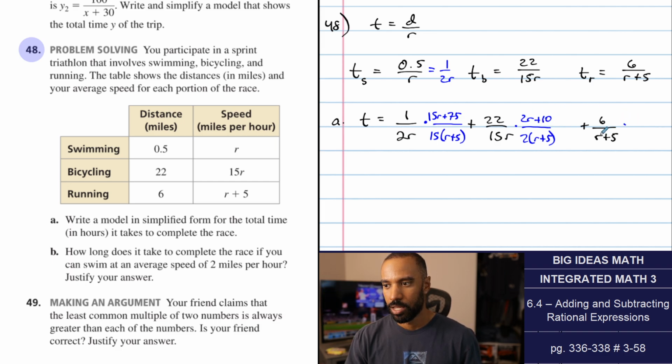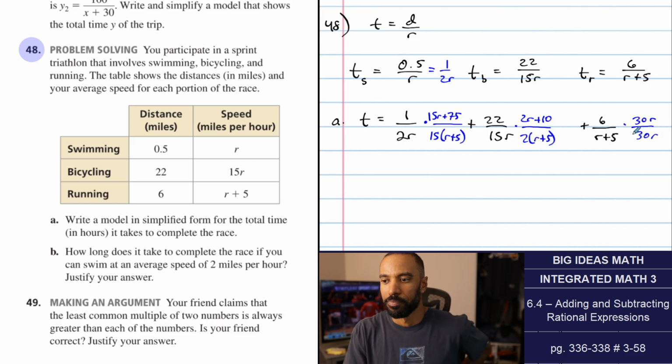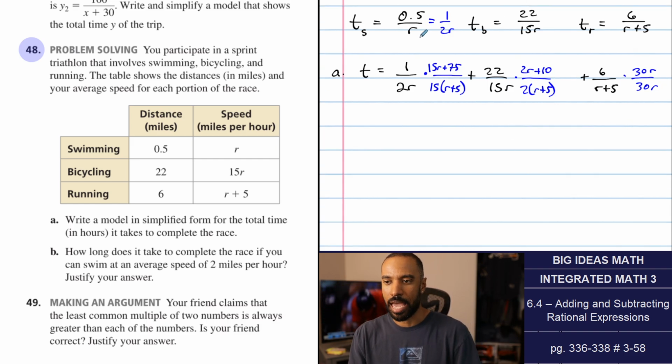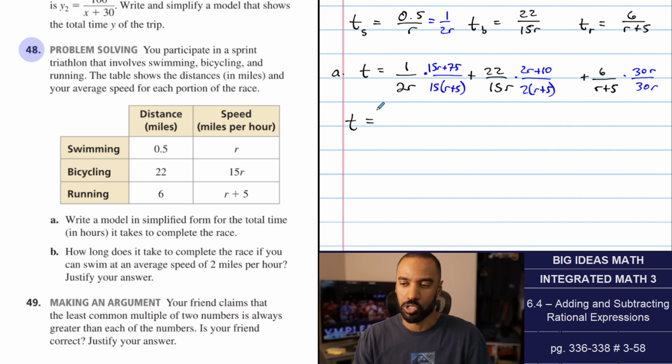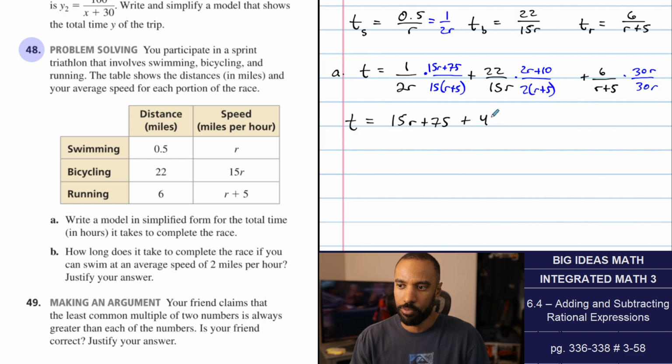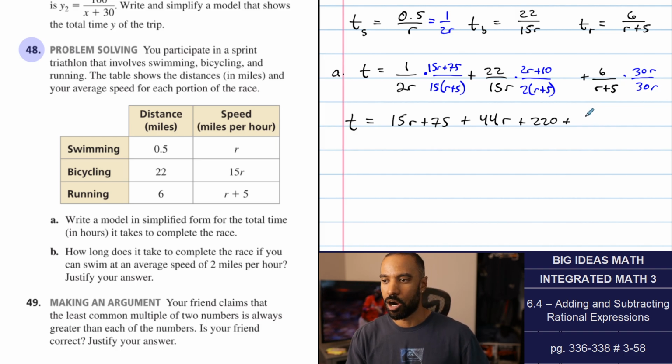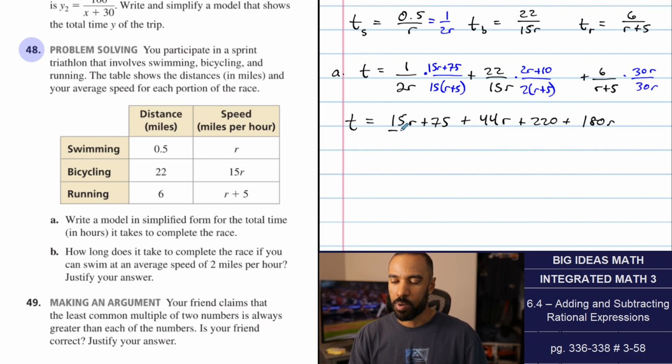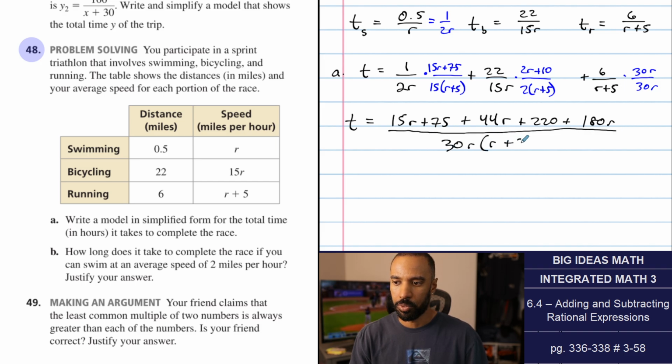This is missing 30 and r. 2 times 15 times r. It's missing 30r, like so. Okay, now I chose to get no decimals in my answer. That's a personal preference, so I'm just going to go ahead and do with that. Same with like no leading negatives. So 1 times that is just that, so 15r plus 75. 22 times 2 is 44, so you get 44r plus 220, and then 6 plus 30r is 180r. We divide this by 2r times 15 is 30r, so 30r times r plus 5.